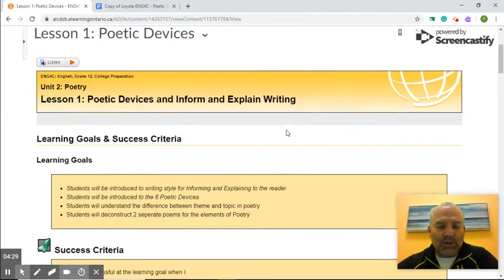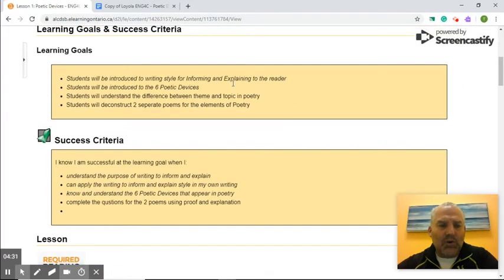So we're going to take a look at kind of what we're doing. Here in the first lesson, you're introduced to the 6 poetic devices. You'll understand the difference between theme and topic in poetry. And you'll deconstruct 2 poems for the elements of poetry.